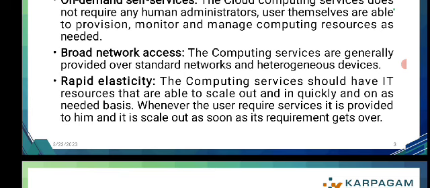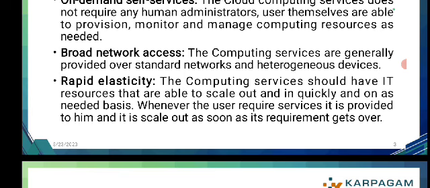Rapid elasticity, this is another characteristic. The computing services should have IT resources that are able to scale out quickly on a needed basis. So whatever is as per our need, the computing services can be extended. That is scaling. There are two types of scalability. First one is scale up, second one is scale down. The scale up depends on the increase in the demand for services.